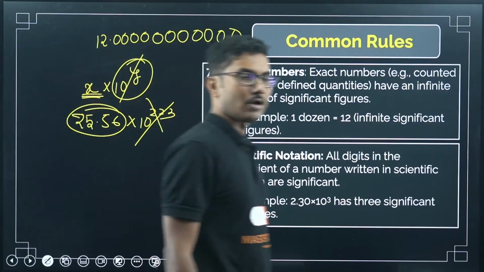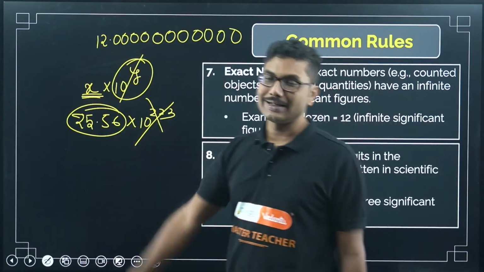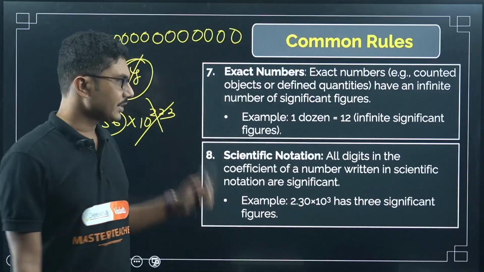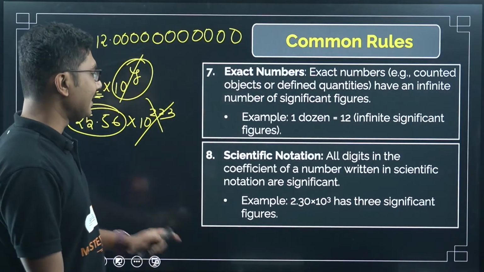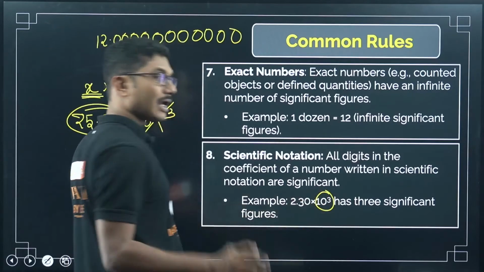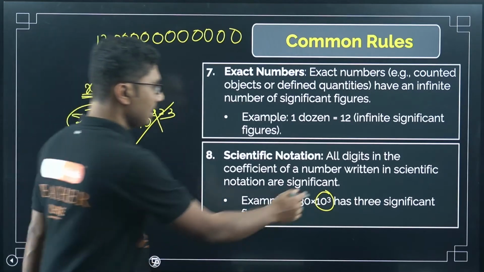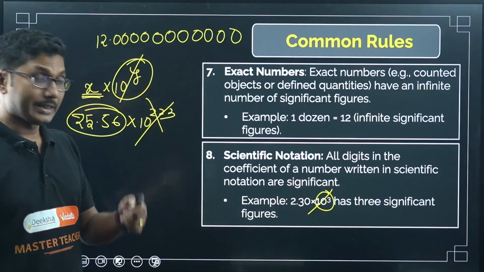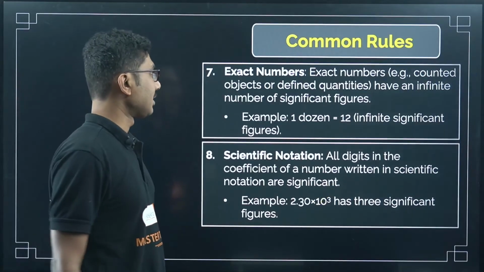You have to remember that all the digits written in scientific notation are significant, and the 10 to the power numbers are not significant. They are not significant. You have to remember that when you are coming to the significant digit part.